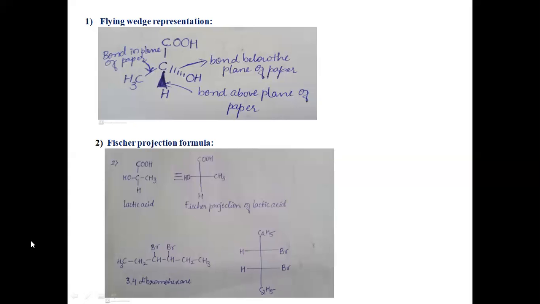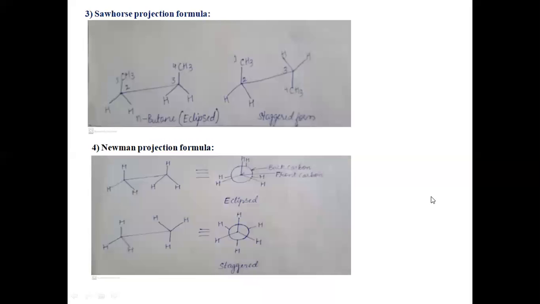Here what we have to remember is that we have to first identify the chiral carbon atoms present in the molecule. Then, using the point of intersection for representing each chiral carbon atom, we have to draw the Fischer projection formula. The next projection formula is the Sawhorse projection formula. The third type of projection formula is the Sawhorse projection formula.